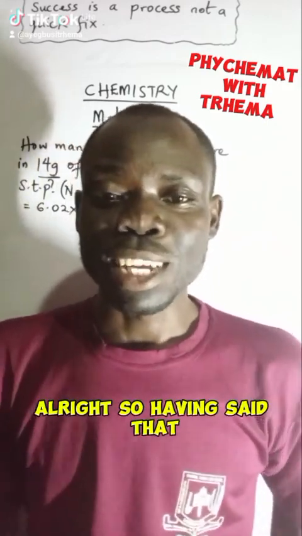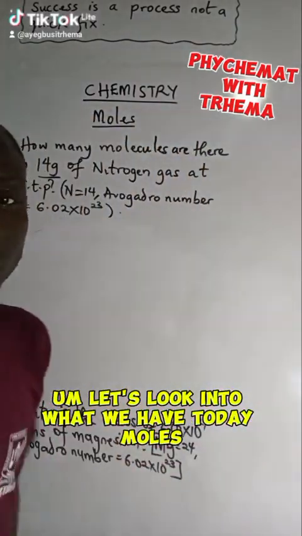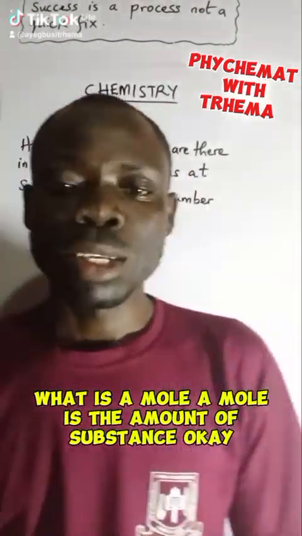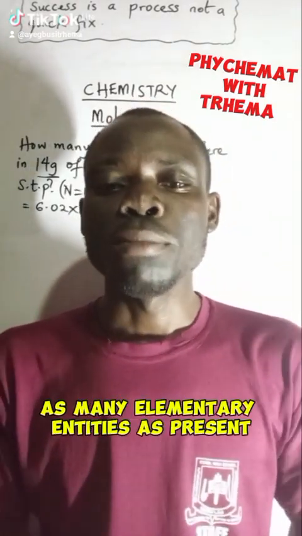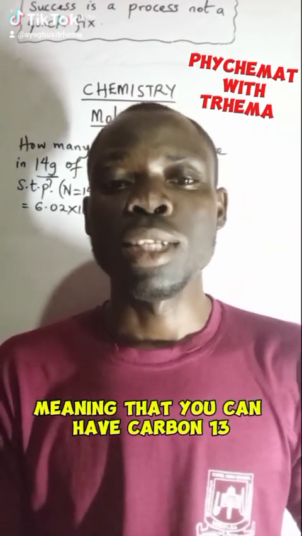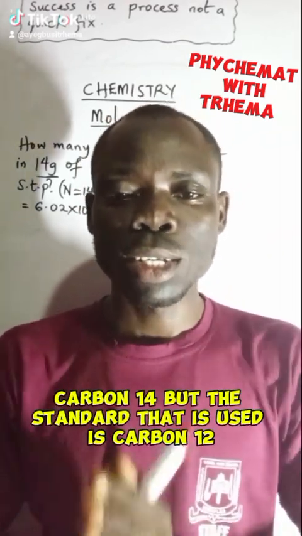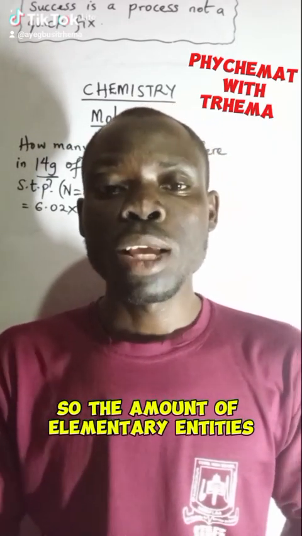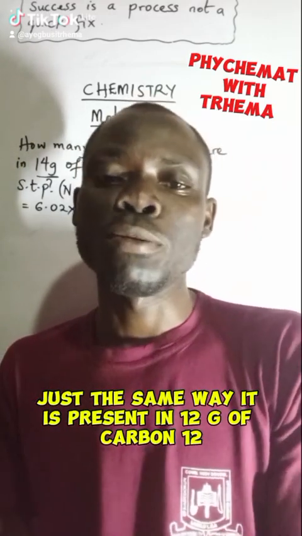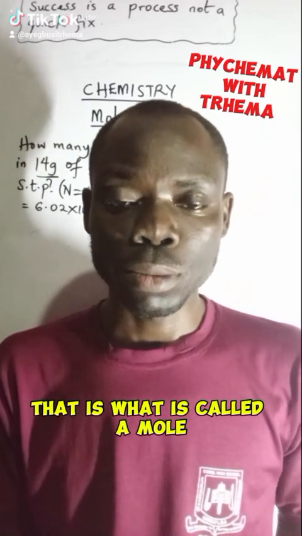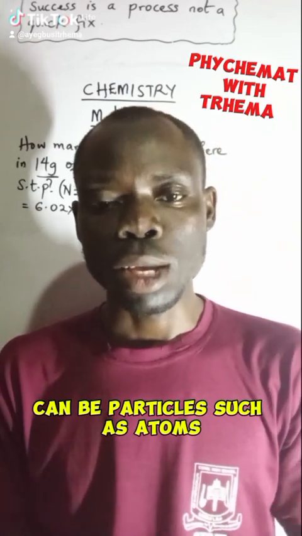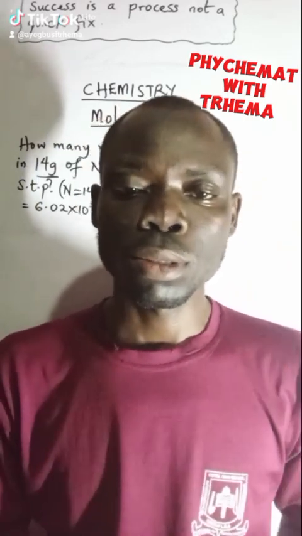Right? So having said that, let's look into what we have today: moles. What is a mole? A mole is the amount of substance that contains as many elementary entities as present in 12 grams of carbon-12, meaning that you can have carbon-13, carbon-14, but the standard that is used is carbon-12. So the amount of elementary entities present in a substance, just the same way it is present in 12 grams of carbon-12, is what is called a mole. The entities can be particles such as atoms, molecules, ions, and subparticles.